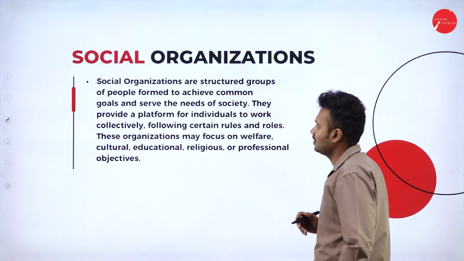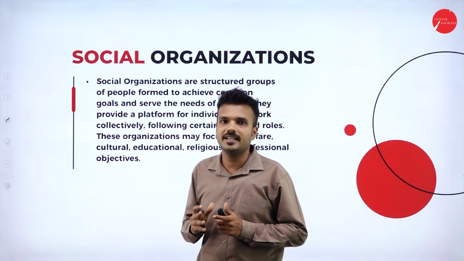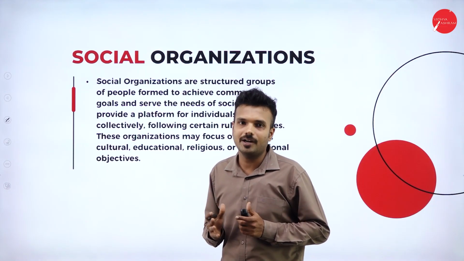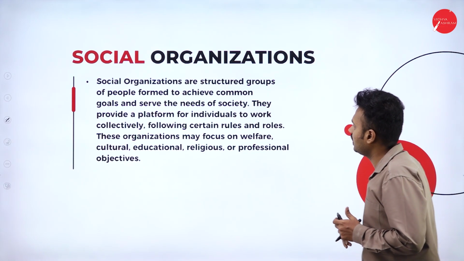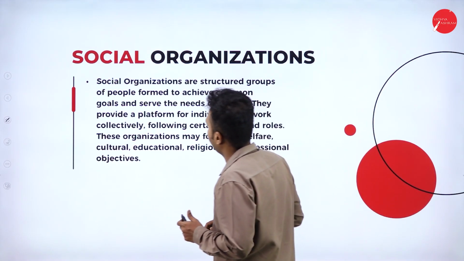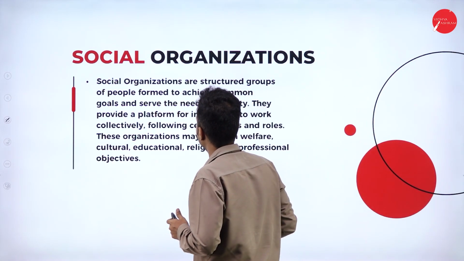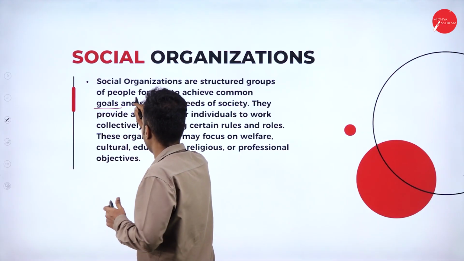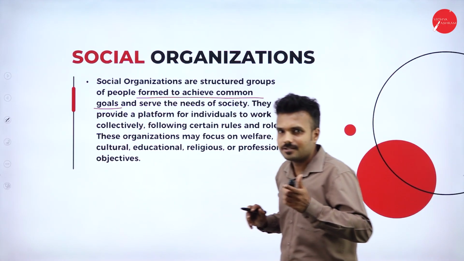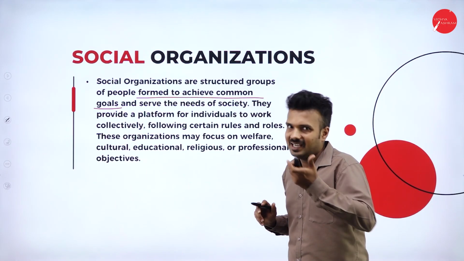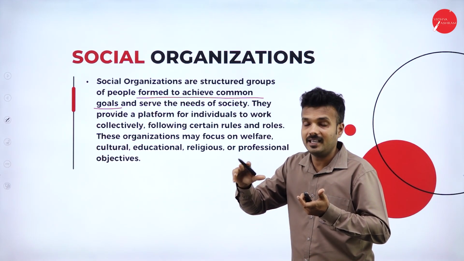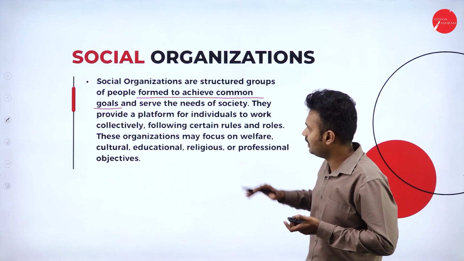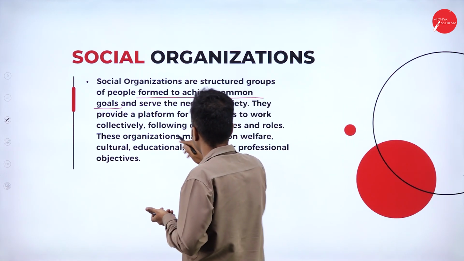Social organizations, the name itself says it is a societal organization. What exactly is a social organization? Social organizations are structured groups of people formed to achieve common goals. They may be formal or informal, there may be a formality or no formality in nature, and they serve the needs of the society.